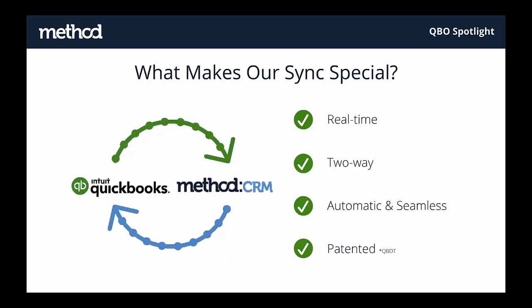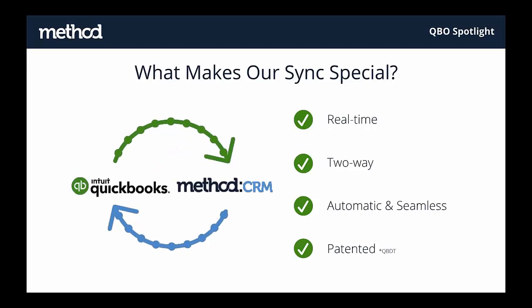So what that means is any information that is in QuickBooks Online or any information that is in Method CRM will sync and maintain that sync in real time. So you don't have to wait for a batch sync. You don't have to wait for a manual sync. You're just entering information as you would normally do. And if you're doing it in QuickBooks, we'll see it in Method.